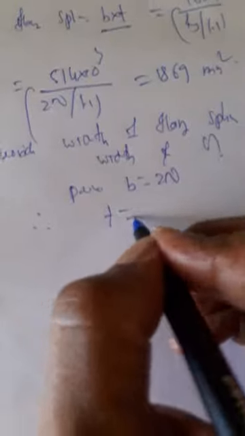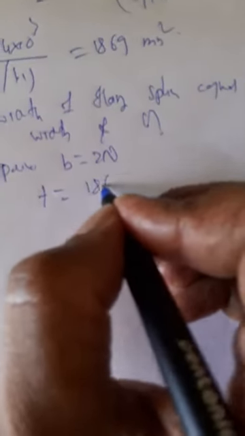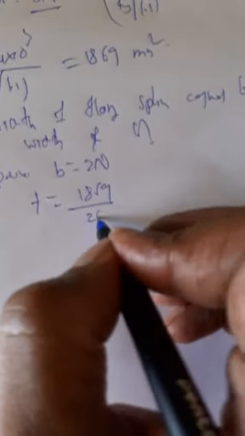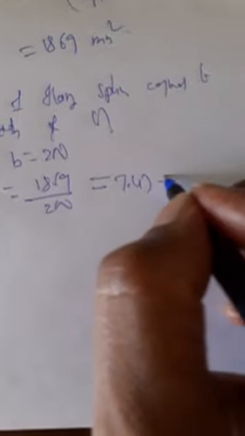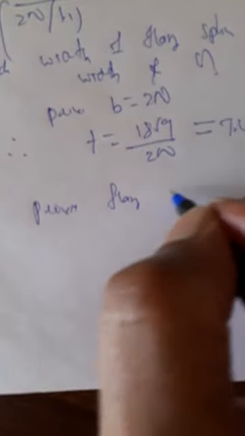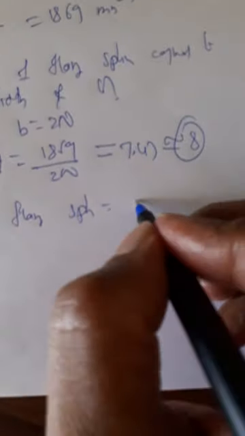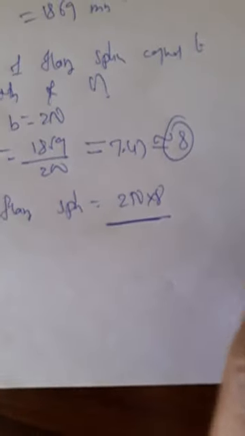Therefore thickness T is equal to area by B. So area is 1869 mm square divided by 250. So you have the answer 7.47, say 8 mm. Provide flange splice of dimension 250 by 8. Flange splice is finalized now.